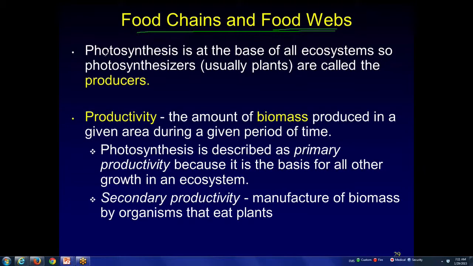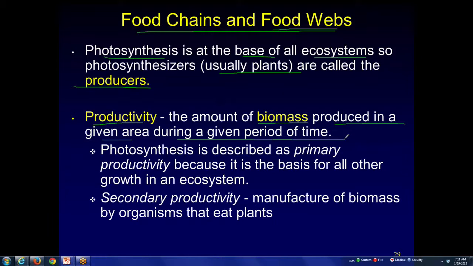But in either case, photosynthesis is at the base of all ecosystems. So the plants are also called the producers. They're the ones that are actually tapping into that sunlight energy, harnessing it, and then passing that energy on to all the others. So they're at the base. And in the aquatic ecosystem, that's going to be performed mainly by algae. But here on the terrestrial world, it's plants. Productivity in the ecosystem and through food chains and food webs is simply the amount of biomass produced in a given area during a given period of time.